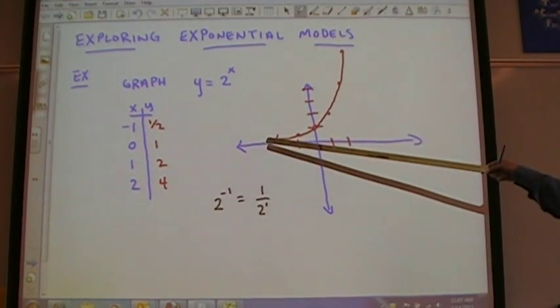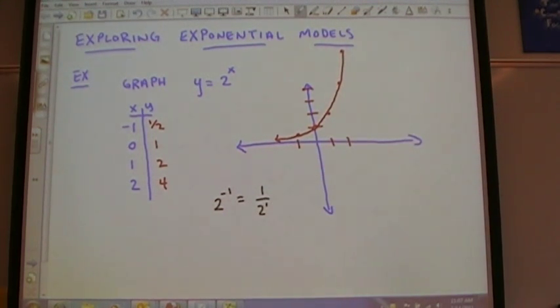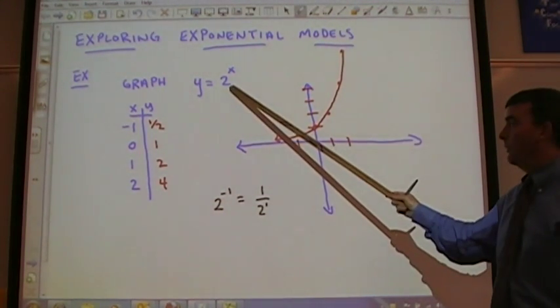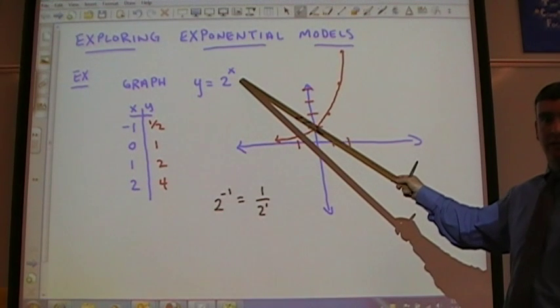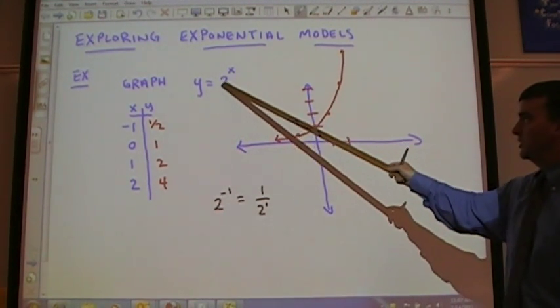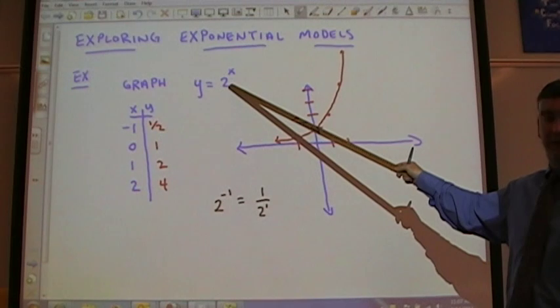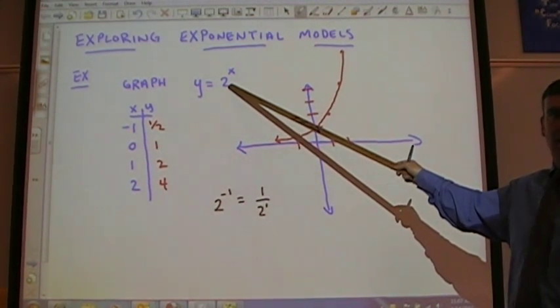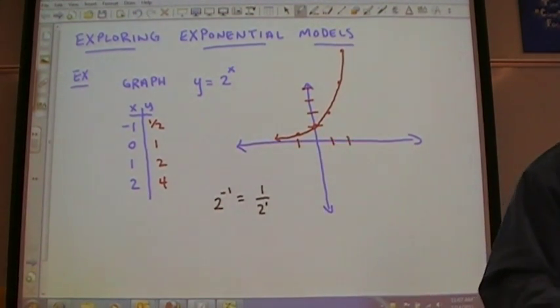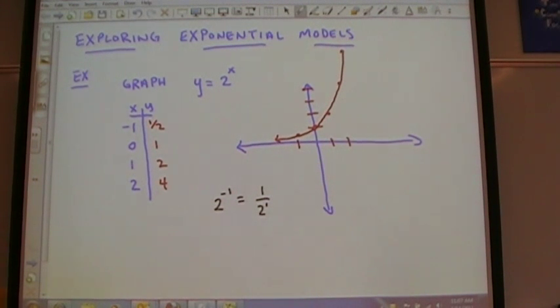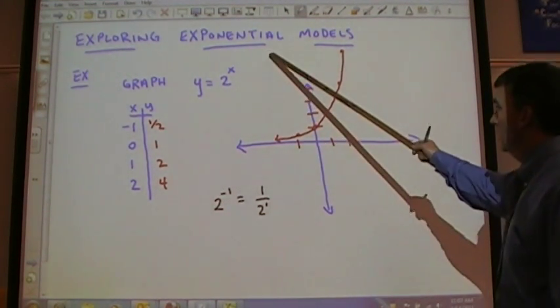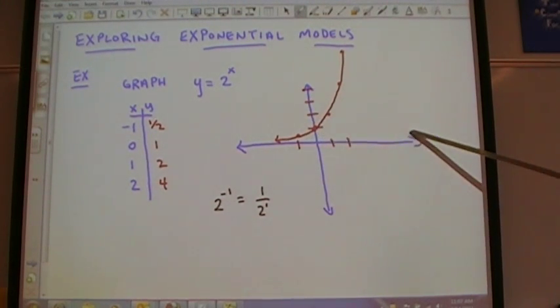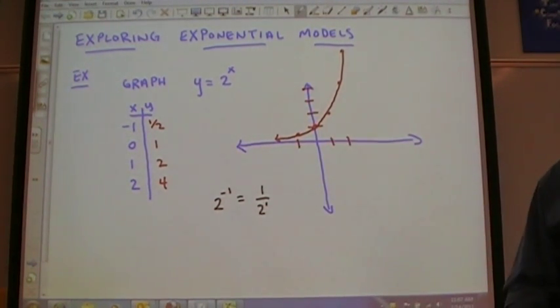Anything rising from left to right is an exponential growth. If your B value, and we'll talk about A and B values in a second, but in this case my growth factor, which is my B value, is 2. If it's greater than 1, then it will always be an exponential growth. If it's a number between 0 and 1, for example, 1/2, it would be an exponential decay, and the shape of that would be like this. It would be falling from left to right.